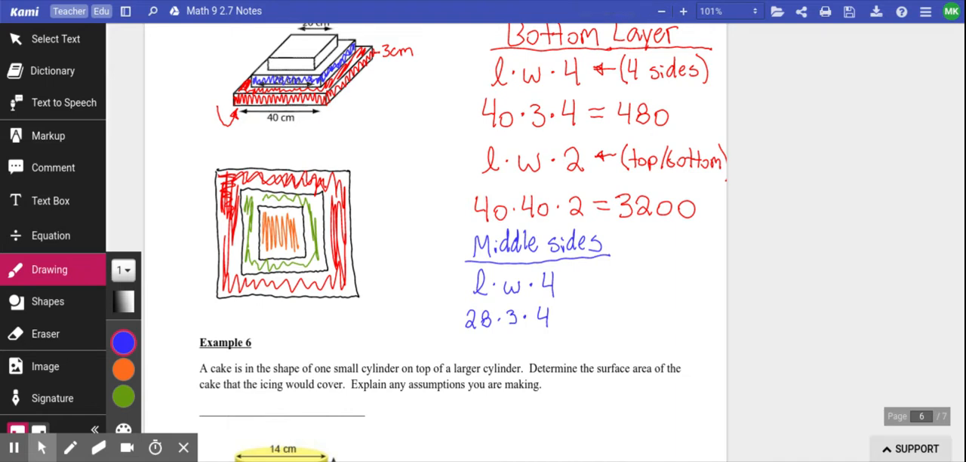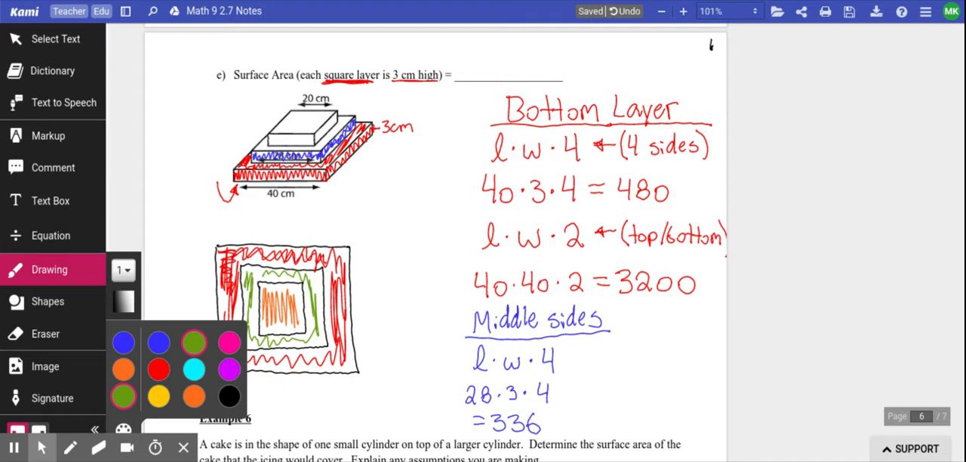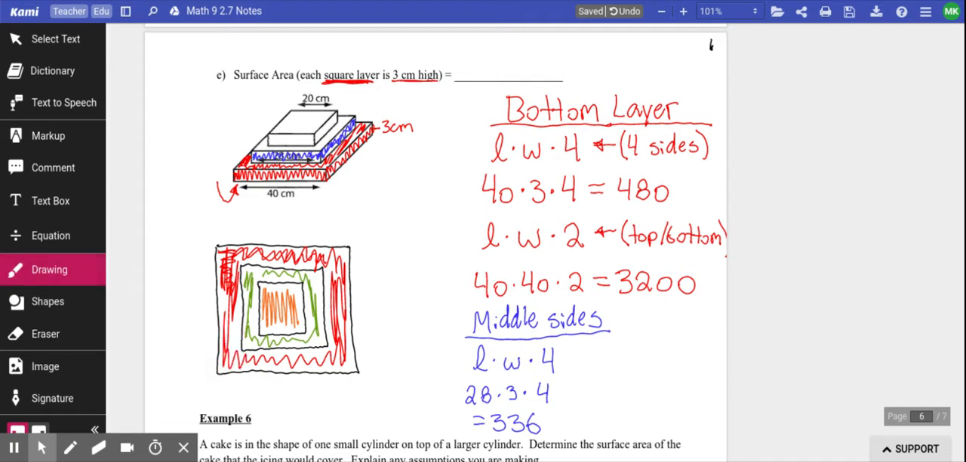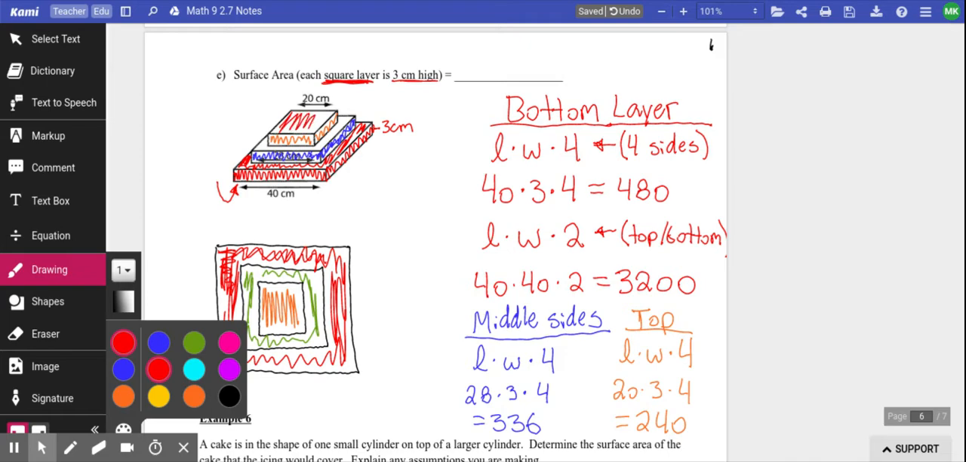I think I said 36. I was like, oh, it's way bigger than that. 336 is right. Then you need to do the outsides of the top layer. The outsides of the top layer I'm going to highlight in orange. So we're talking about this section up here. You're going to go length times width times 4, because there are 4 sides to that top layer. That's 20 times 3 times 4. That's 240. And those top layers are already calculated in my red calculation, because they were technically overlap and I never subtracted away that overlap, so I don't need to add them.